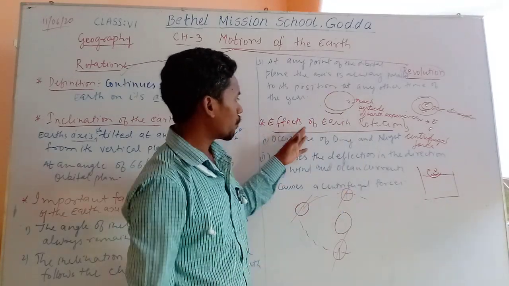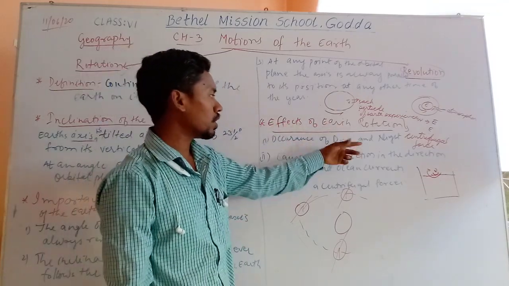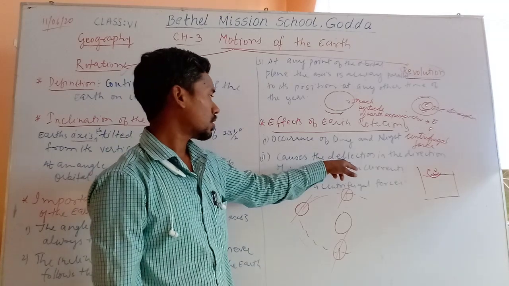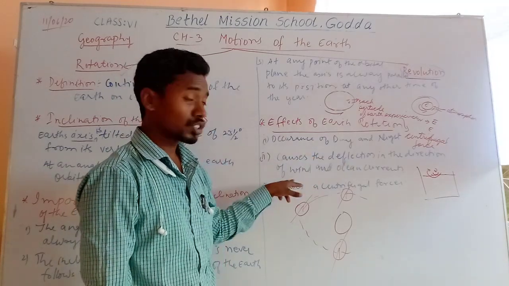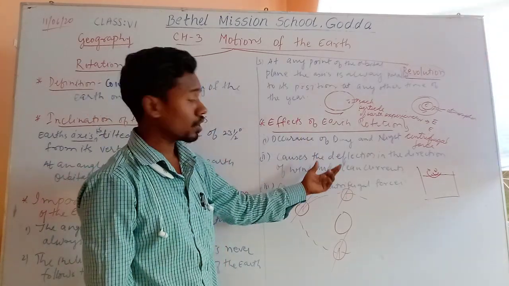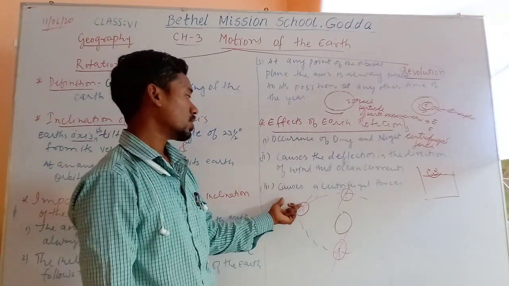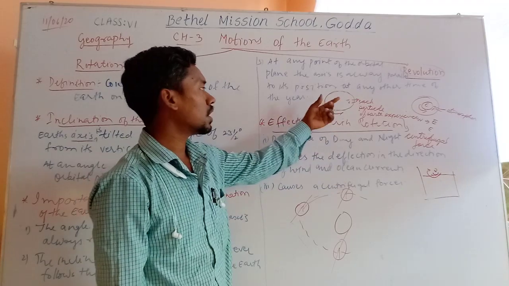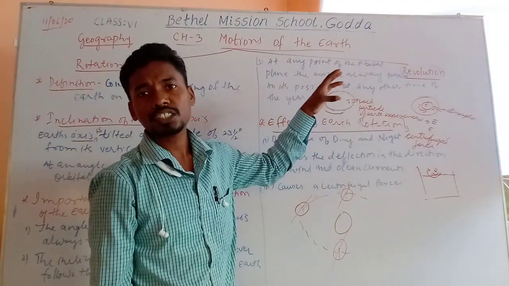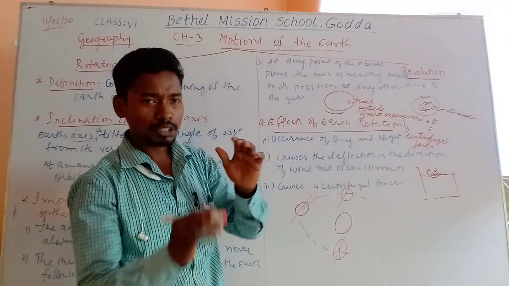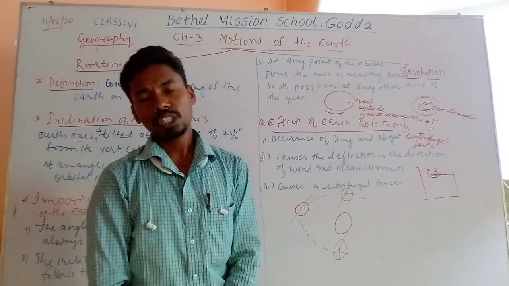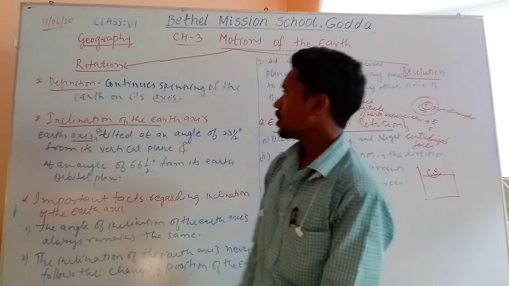So these are the effects of the earth's rotation. Number one, day and night, very popular. Second, it causes the deflection in the direction of wind and ocean current. This is also very important. And the third one is that it causes centrifugal force to come into action, because of which the earth's shape changed from a spherical to an orange shape. That means bulging at the equator and flattened at the poles. So this is what is about the rotation.